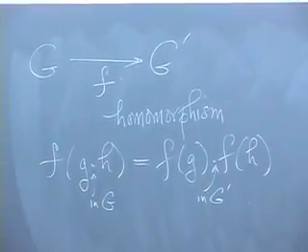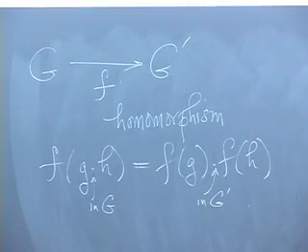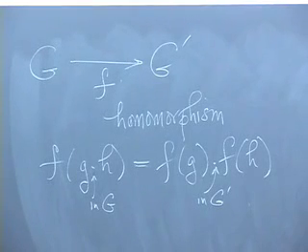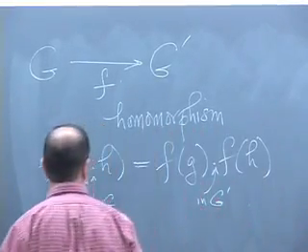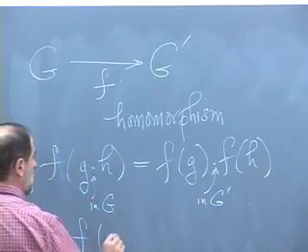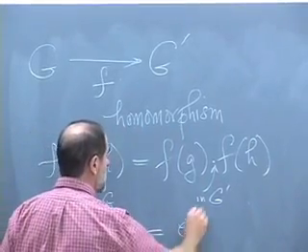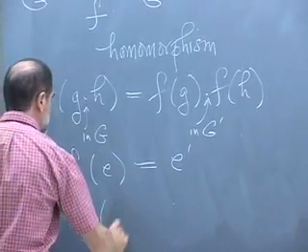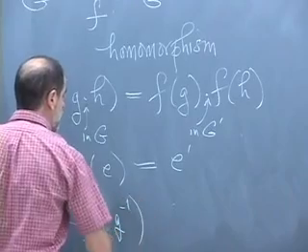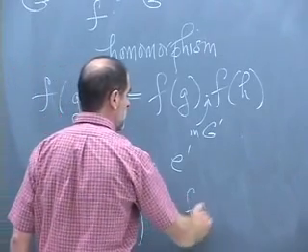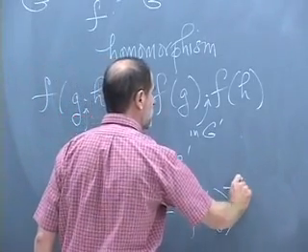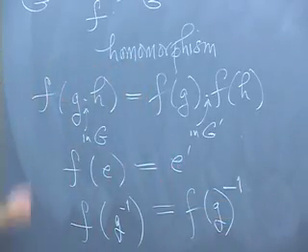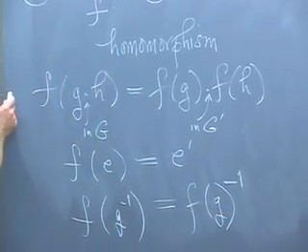So the analogy is like a linear map between vector spaces. It takes the addition in one vector space to another. It takes scalar multiplication to another. Now, some simple properties of homomorphisms which you establish in the homework is that it always takes the identity to the identity. And if you apply it to the inverse, g inverse, that happens to be the inverse of f of g.